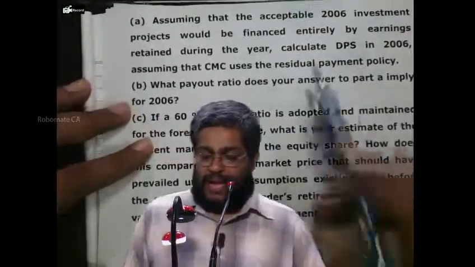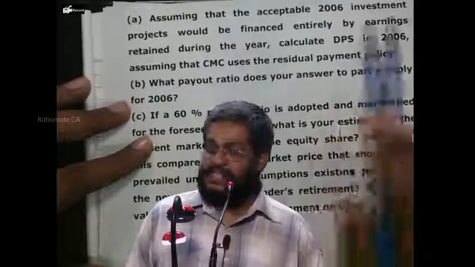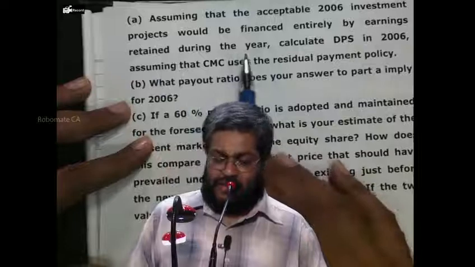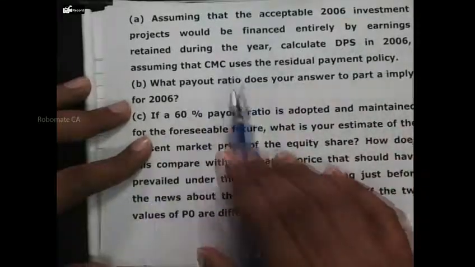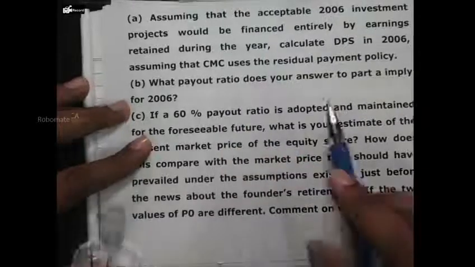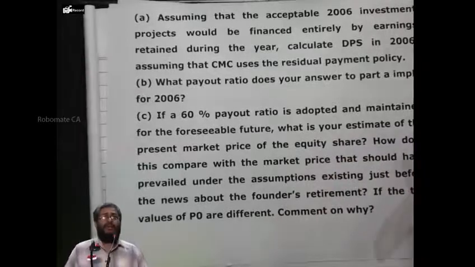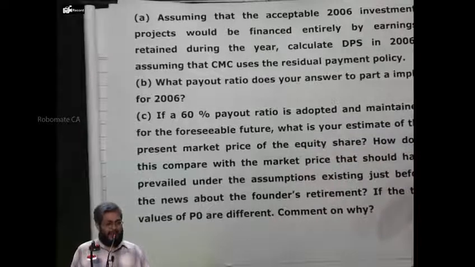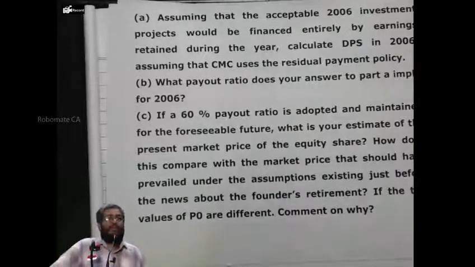Assuming that acceptable 2006 investment projects would be financed entirely by earnings retained during the year, calculate the dividend per share for 2006, assuming CMC uses a residual payment policy. Can you start or not? Write down first. We'll do it together. No slide. Calculations are 1 or 2 lines maximum. Okay, write down Part A.